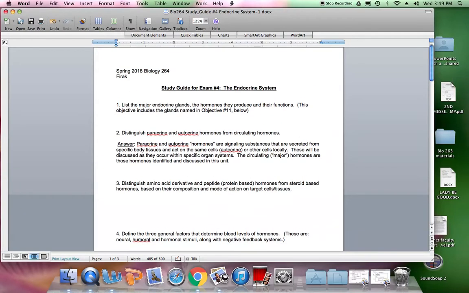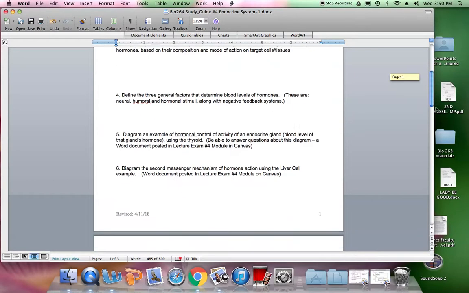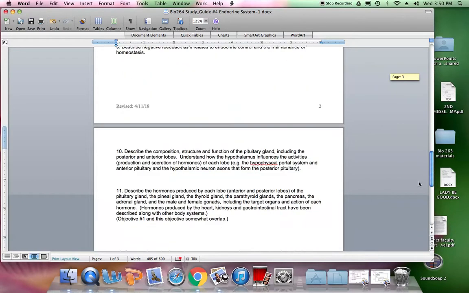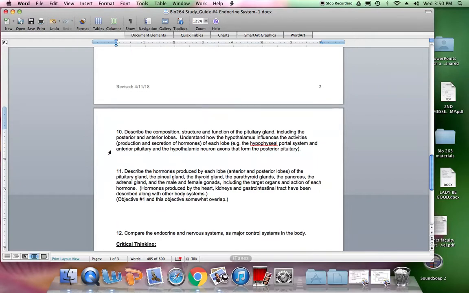You can see this one is pretty much the same. It's just the major endocrine glands, the hormones they produce, and their functions. So let's go back down to number 11 here, because that one is in a little bit more detail, naming the glands. Okay, so this is pretty much near the end of part A of chapter 16 and going all the way through part B.